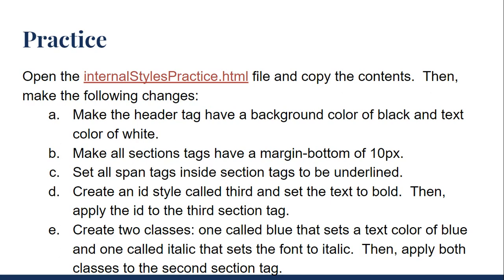Create an ID style called third and set the text to bold, and then apply that to the third section tag. And then create two classes, one called blue that sets the text color of blue, and one called italic that sets the font to italic, and then apply both to the second section tag.